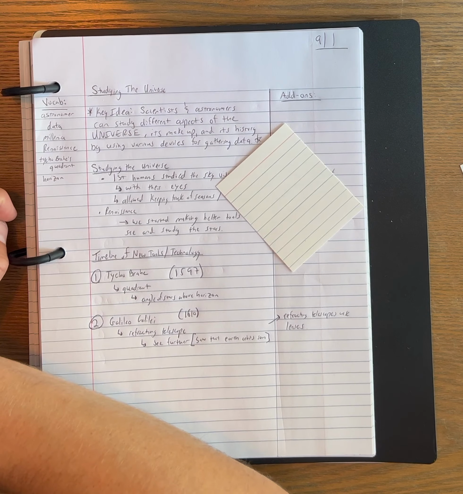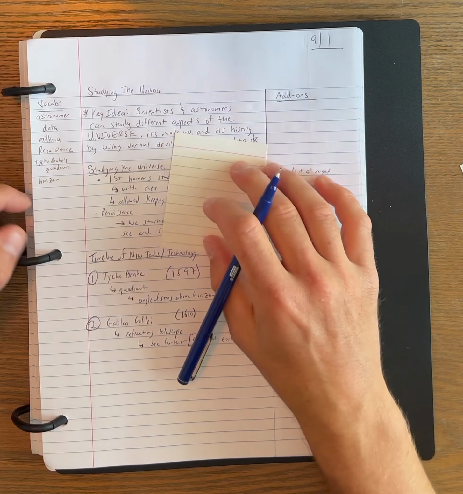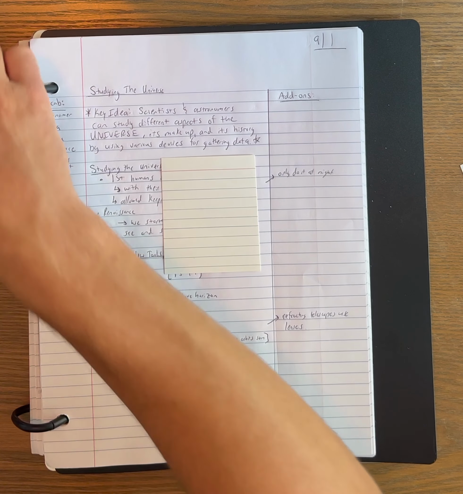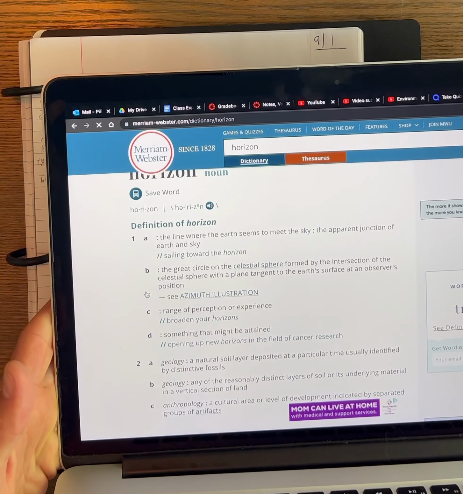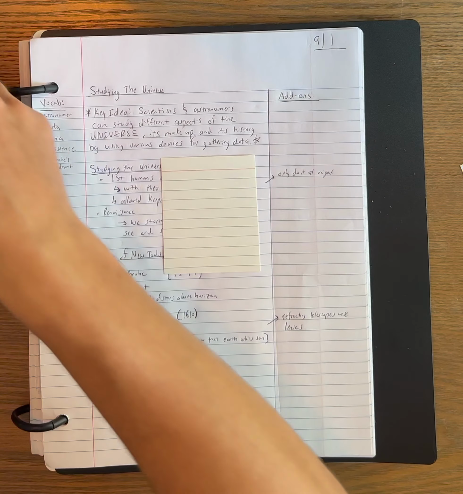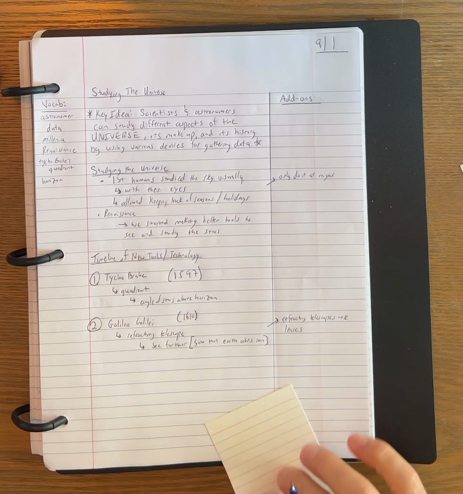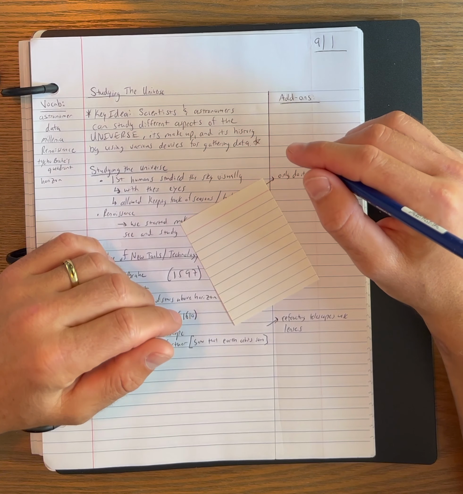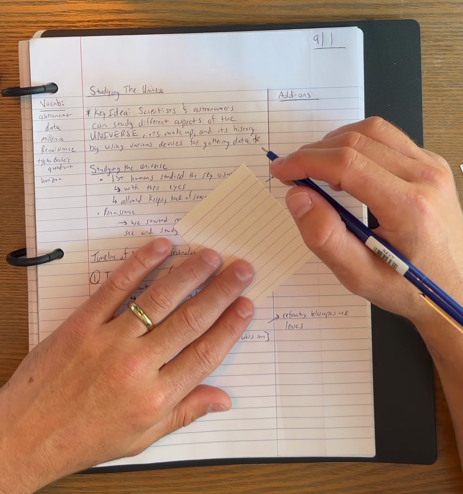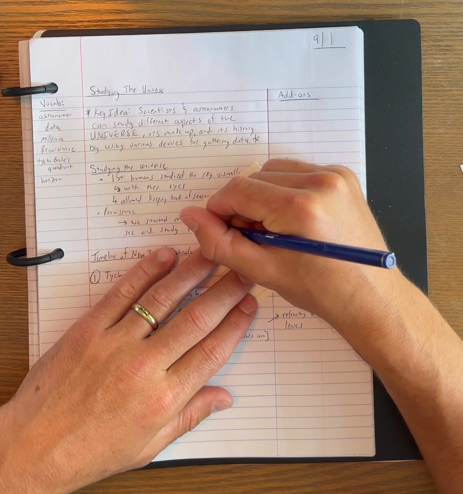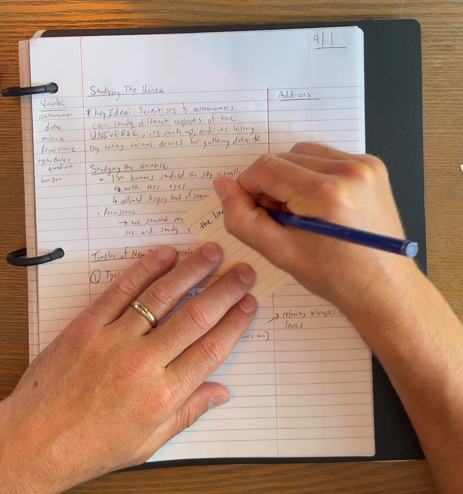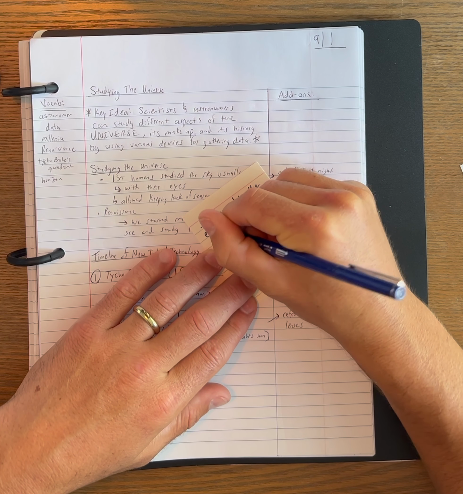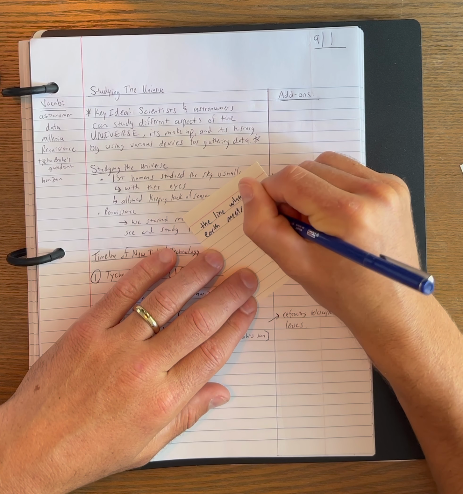And horizon comes up, so we have a bunch of them. But this one, we took this word talking about looking at the stars above the horizon. And so the first definition I see looks good. The line where the earth seems to meet the sky. The junction of earth and sky. The line where the earth meets the sky.